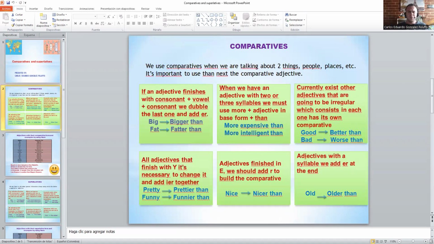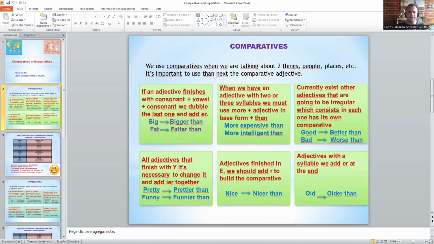We use comparatives to talk about two people, two things, two places, just two. Taller than. In Spanish, we say es más alto que. Yes? Can you understand? Let's check the rules.